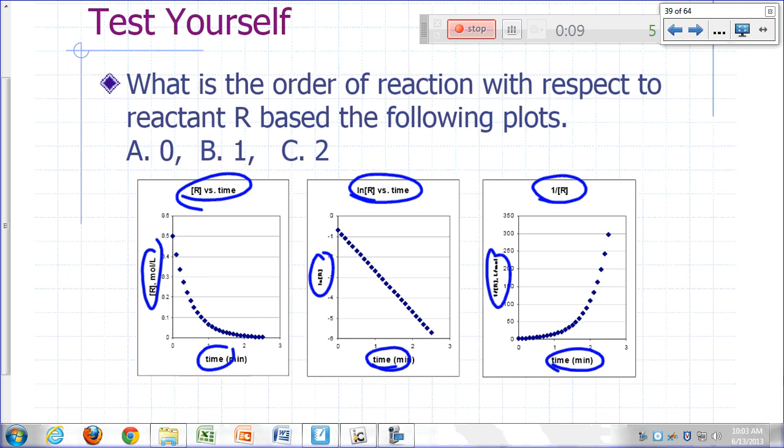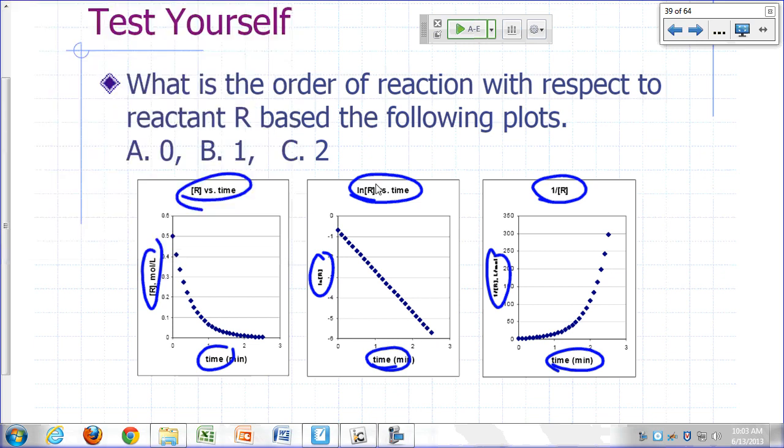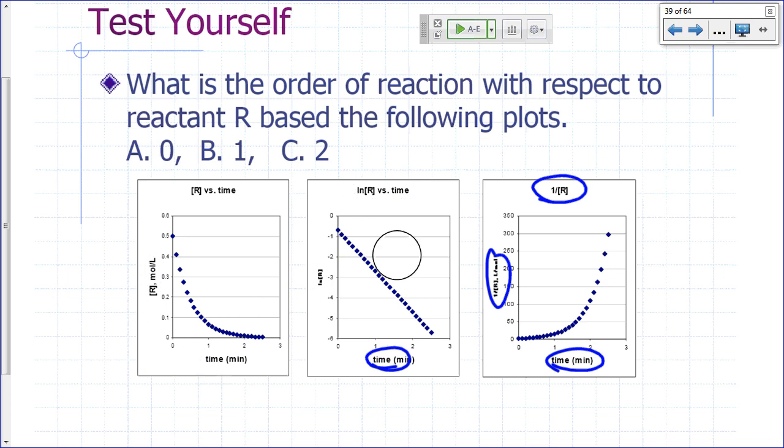Based on which graph is linear, you can tell whether the reaction is 0 order, first order, or second order. Which graph is linear? The natural log plot is linear, so it's first order. If this was linear, then you would say it's 0 order. Now, a very important warning about doing this in the lab.